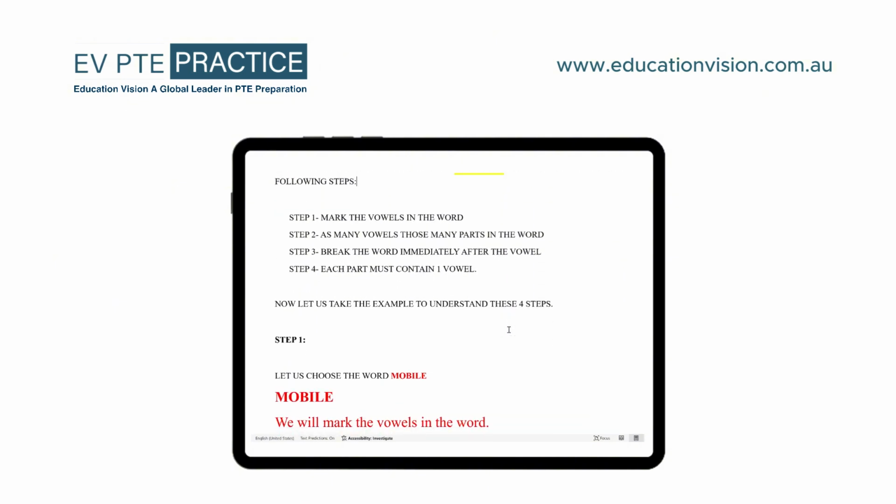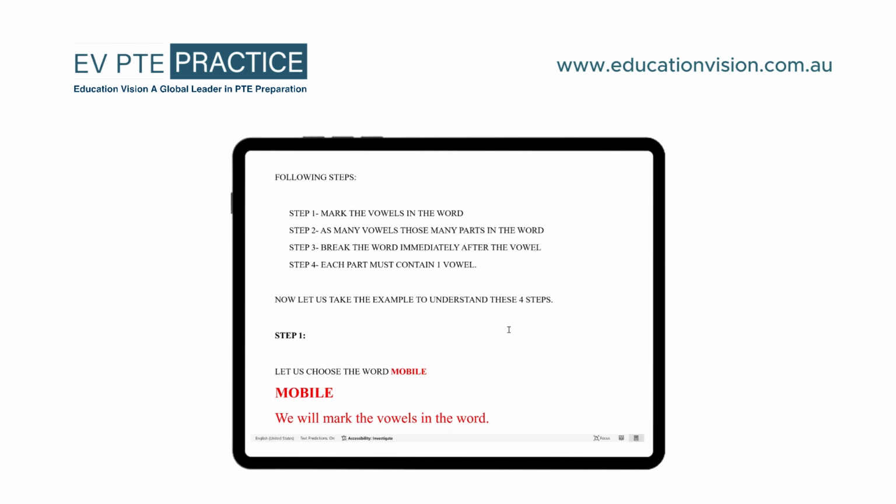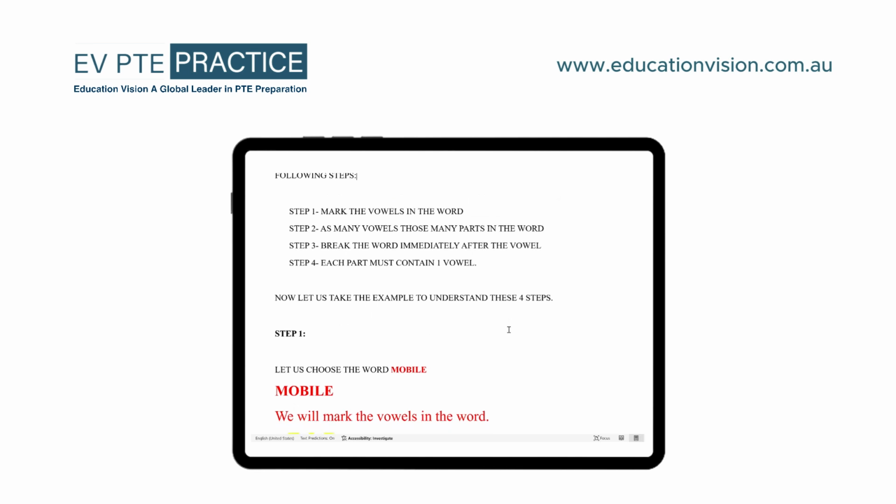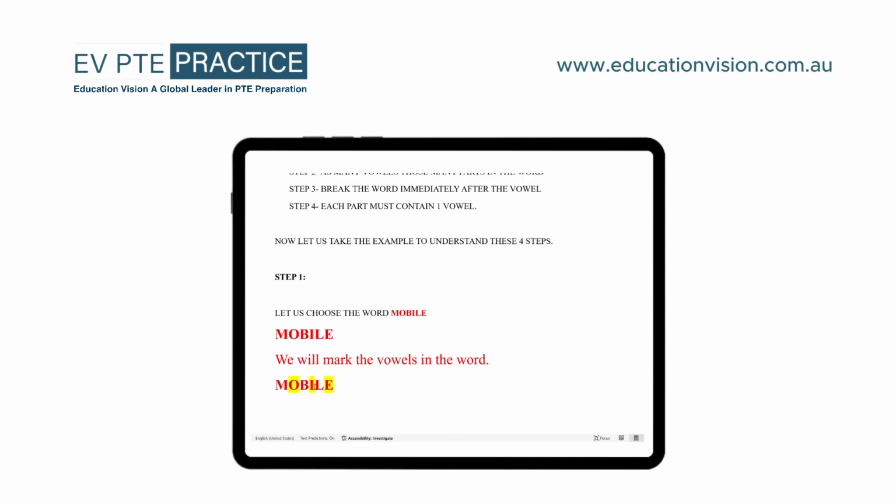So, step one, let us choose this word which is highlighted in red. Now, the normal way I would speak it is mobile, mobile, mobile. And with mobile, my lips are only moving. Now, what I would do first is mark the vowels in the word. So I have this word mobile and I will mark these vowels.